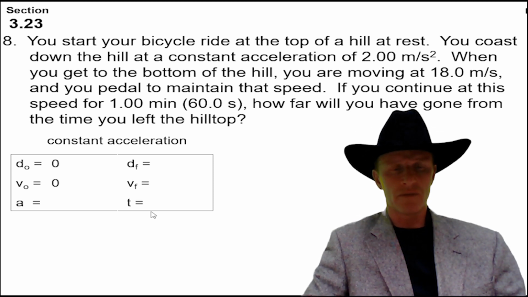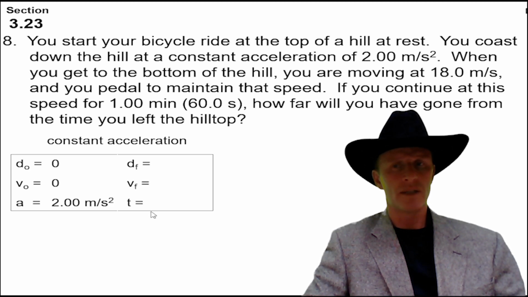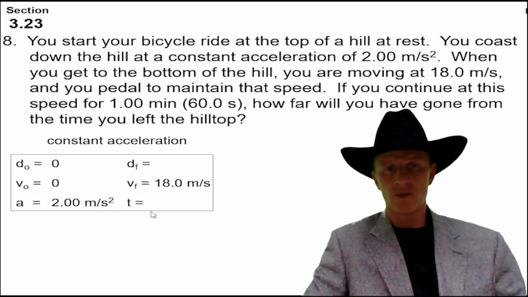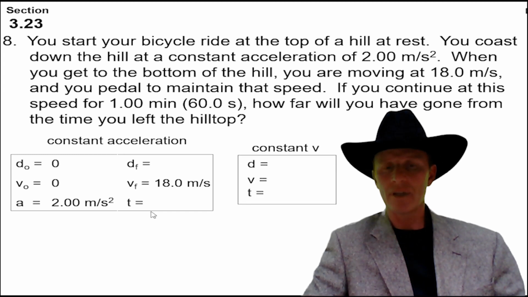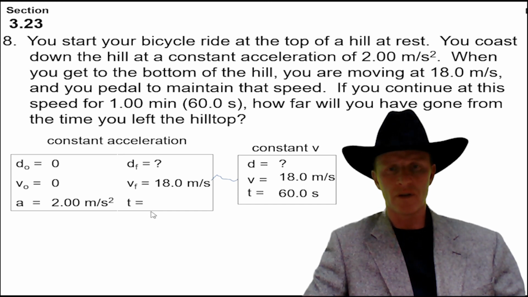You coast down, starting at rest, increasing your speed at an acceleration of 2. That's positive, speeding up. And you get to 18. So when you get to the bottom, you maintain 18. 18 stays the same, little box. Put your 18 in there. How long did you do this? 60 seconds. Question is, how far did you go from the time you left the top of the hill? So we're looking for our D's again for this problem.